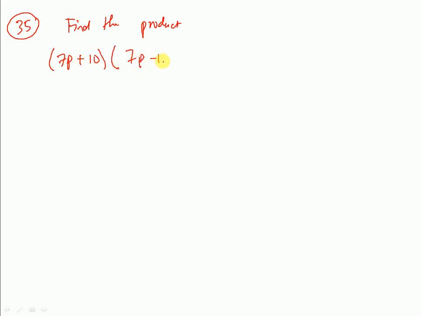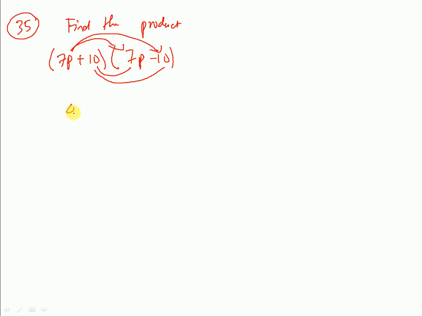The next question, 35. Again, find the product. I have 7p plus 10 over 7p minus 10. Again, we can use FOIL for this one. So multiply here to here, and this one and this one.